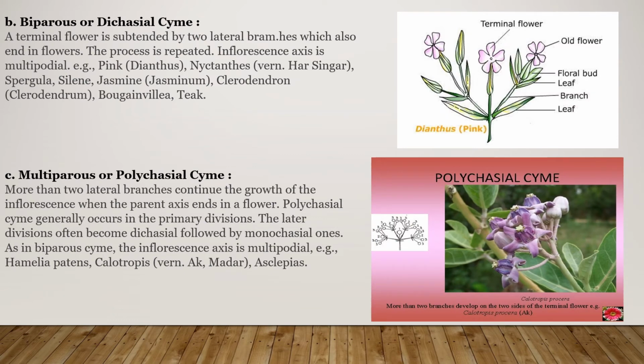Whereas in case of biparous or dichasial cyme, a terminal flower is subtended by two lateral branches. You can see this is a terminal flower where it is subtended by two laterals at a time. We call it biparous, which also ends in a flower. This also ends in a flower. The process is repeated. Inflorescence axis is sympodial. We do find such inflorescence in Dianthus, Nyctanthes, jasmine, Clerodendron, as well as bougainvillea. So these are the examples of biparous or dichasial cyme.